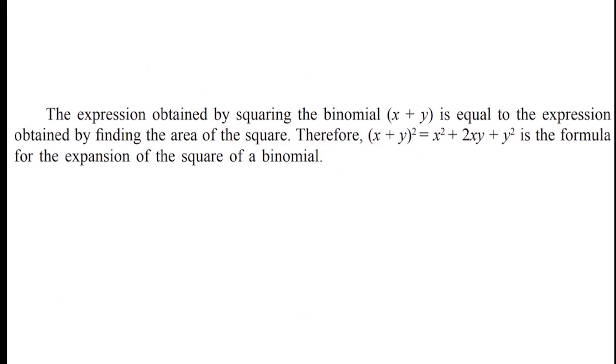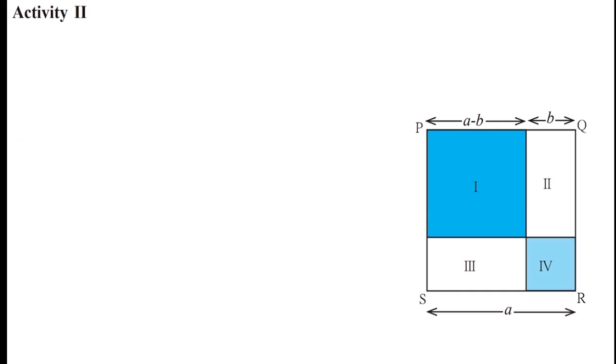And so students, the expression obtained by squaring the binomial x plus y is equal to the expression obtained by finding the area of the square. And therefore, x plus y the whole square is equal to x square plus 2xy plus y square is the formula for the expansion of the square of a binomial. Now activity 2.